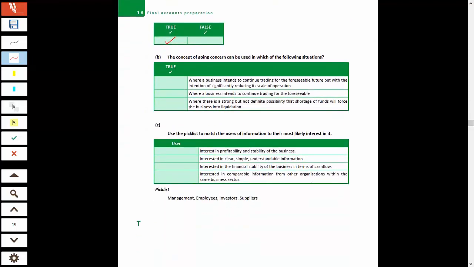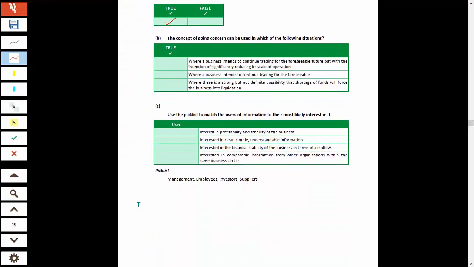So let's look at getting these last two questions wrapped up. Part B and Part C. So the concept of going concern can be used in which of the following situations? Again, we're going to apply some logic here. We're going to run through these. Is there something that's blatantly obvious? Is there something that's blatantly wrong? So what is going concern? We've got three different descriptions of the terminology here. One of them is going to be correct, at least. There might be more, but let's take a look.